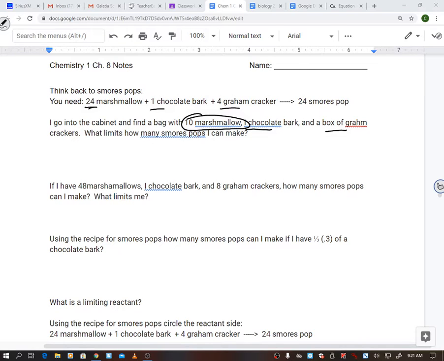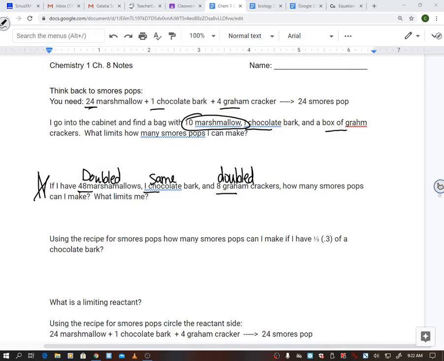Now the second problem down here says: if I have 48 marshmallows, 1 chocolate bar, and 8 graham crackers, how many s'mores pops can I make? And then what limits me? So if I'm looking at this, I can see that this has doubled. I can see that this is the same. And I see that this has also doubled. Now I used these numbers for a reason. I used numbers that were nice and easy where we could see that they had doubled exactly. But my chocolate bark stayed the same.